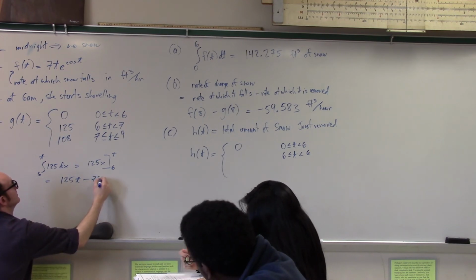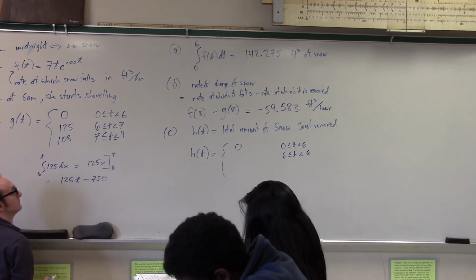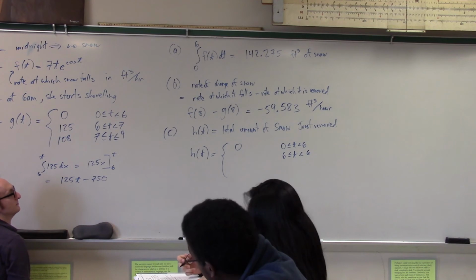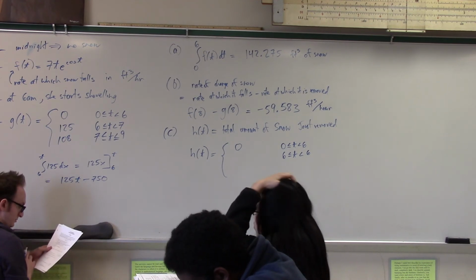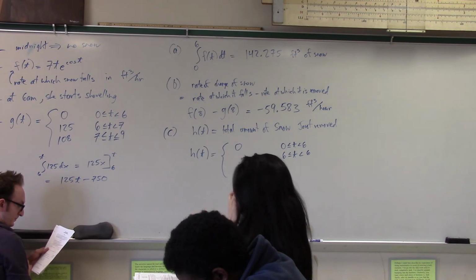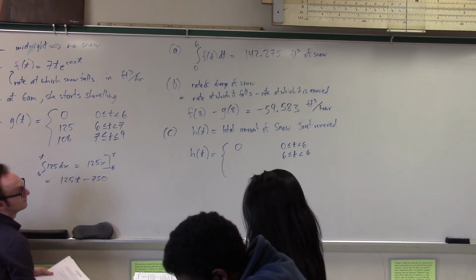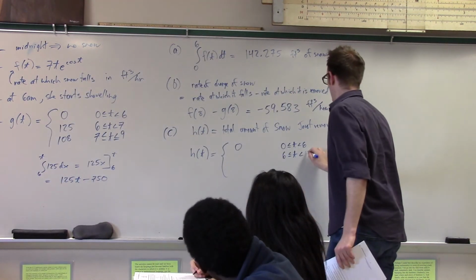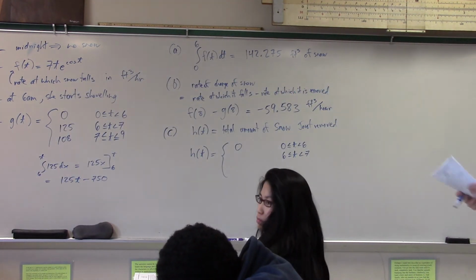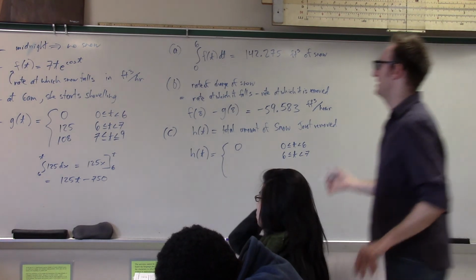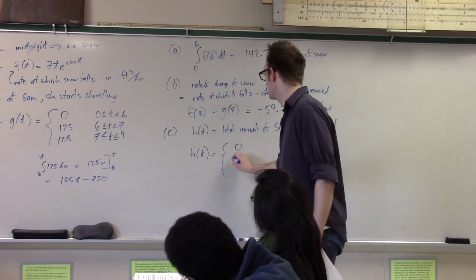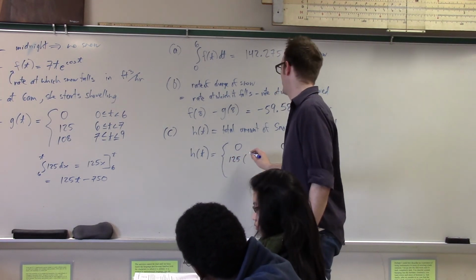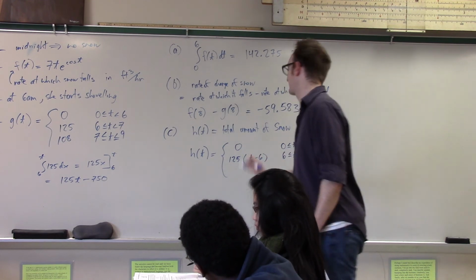Wait. Why is it 6 to 6 though? Why can't you just leave it as 6 to 7? It's a piecewise function, so it has to be working for 0 up to 9. Oh, sorry, I was confused for a second. Yeah, so this is just going to be 125(t minus 6), that's how they do it.